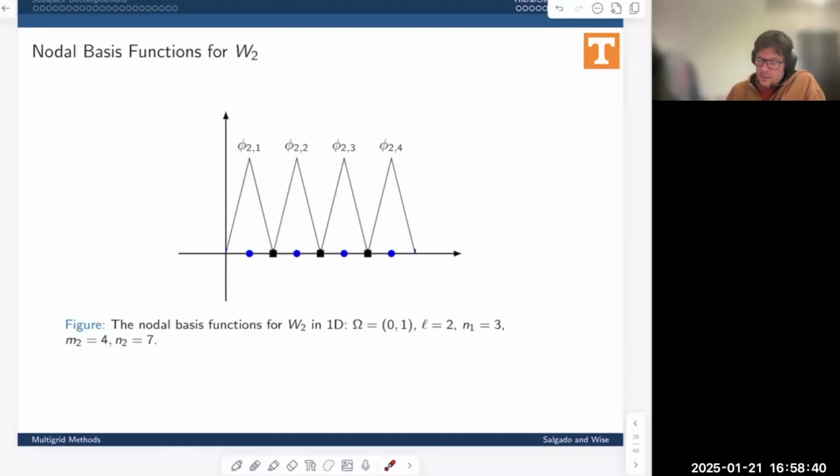So here's again this W_2 space. Remember, when we construct W_2, we look at the space V_2, but we're going to reject the degrees of freedom at these 3 points. So the dimension of this space W_2 is only 4, whereas the dimension of V_2 is actually 7.